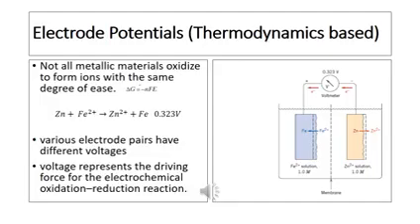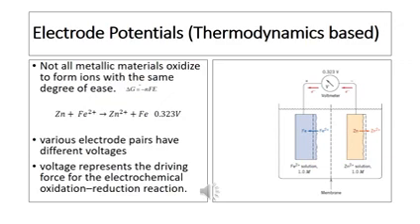So what determines the extent or the ease at which this happens is based on electrode potentials, and this is based on thermodynamics. If you remember well your thermodynamics, for a reaction where delta G is negative, this tells you that the reaction is feasible. It doesn't tell you how fast it is, but it just tells you that it will happen. It might be fast, might be slow, but the reaction will happen.